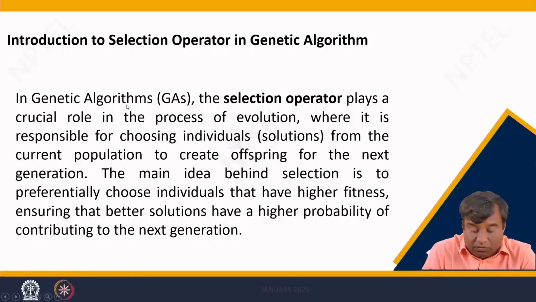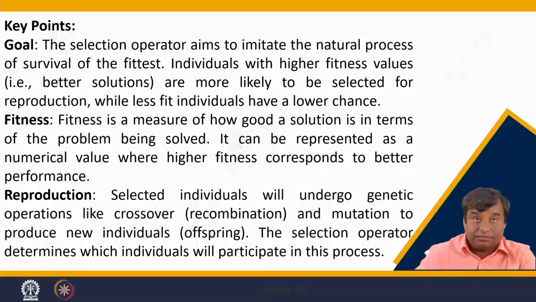So, in genetic algorithm, the selection operator plays a crucial role in the process of evolution, where it is responsible for choosing individuals, that is, solutions from the current population to create offspring for the next generation. The main idea behind selection is to preferentially choose individuals that have higher fitness, ensuring that better solutions have a higher probability of contributing to the next generations.